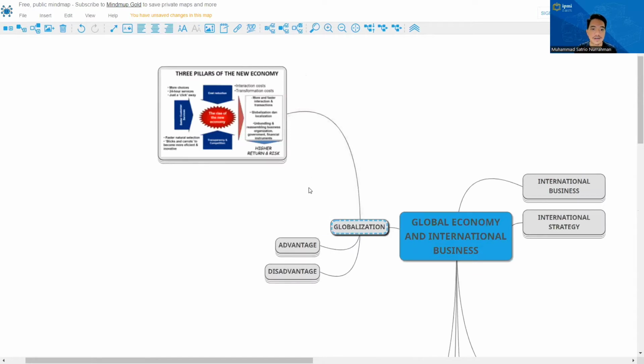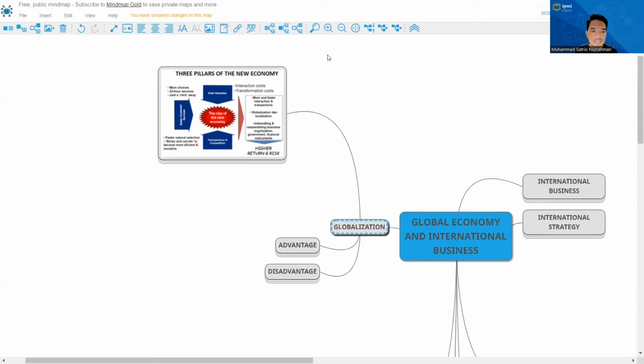Globalization has 3 pillars, which create the new economy. The first pillar is cost reduction, which includes interaction costs and transformation costs. The second is better customer service, which includes more choices, 24-hour service, and being just a click away. And the third is transparency and competition. It includes faster natural selection, sticks and carrots to become more efficient and innovative.